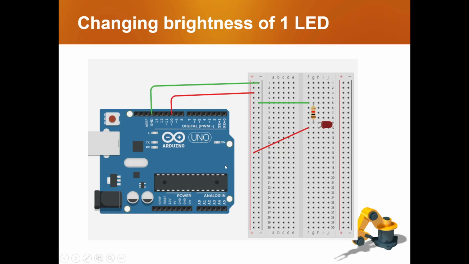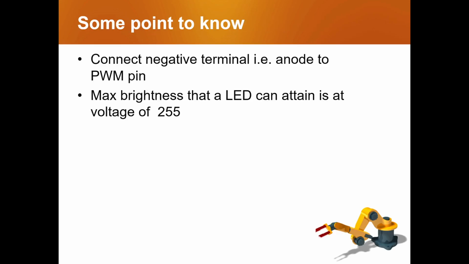You see here, the positive terminal is connected, so this is wrong. It should have been the negative terminal. Yes, this is wrong. I have used the previous diagram, but you have to change the polarity here. The negative terminal should be connected with the PWM pin.